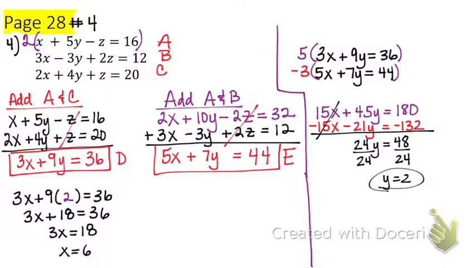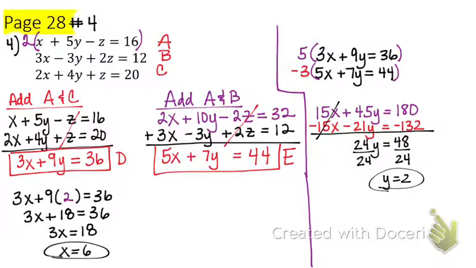So who got x equals 6? Okay. So now that we know x, we can go back to the top. So to find z, do we want to use A, B, or C? Which one? A. I heard somebody say A, so I'm going to go with A. So let's use equation A.